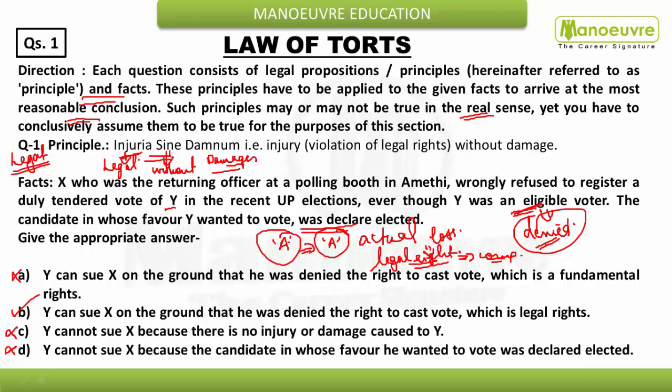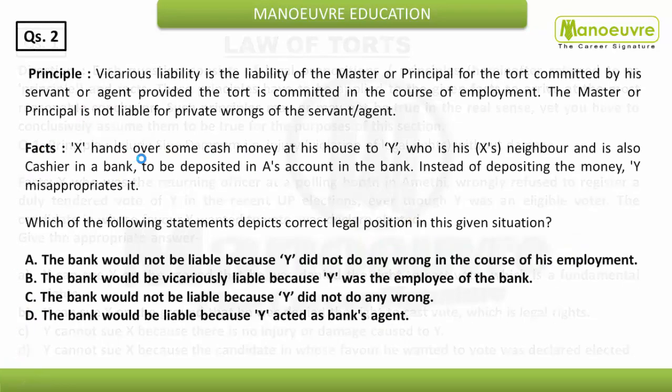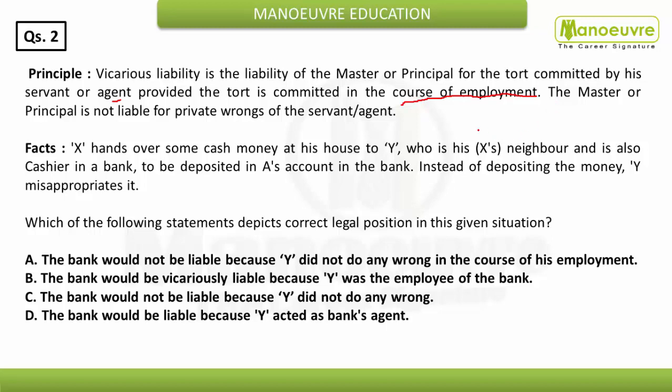Okay, now going ahead with the next question, guys. The principle says vicarious liability is the liability of the master or principal for the tort committed by his servant or agent, provided the tort is committed in the course of employment. Very, very important is the course of employment. The master or principal is not liable for the private wrongs of the servants and agent.